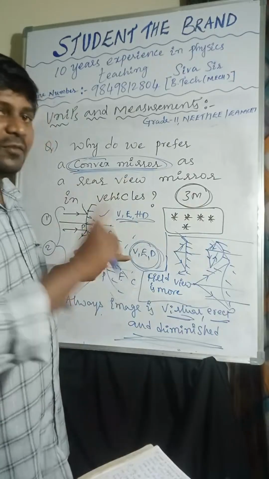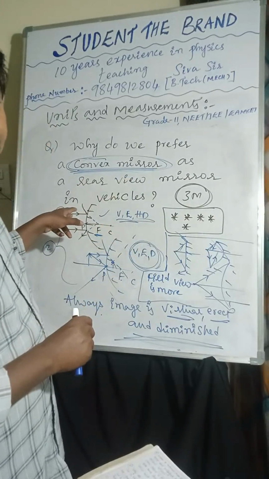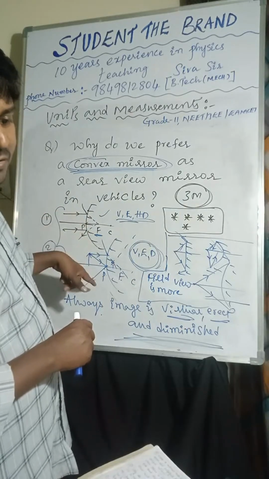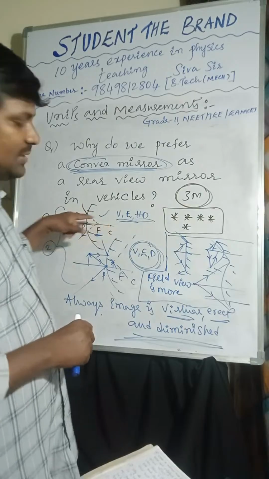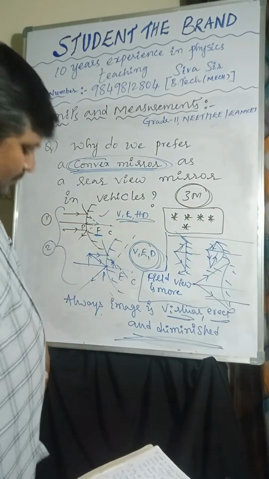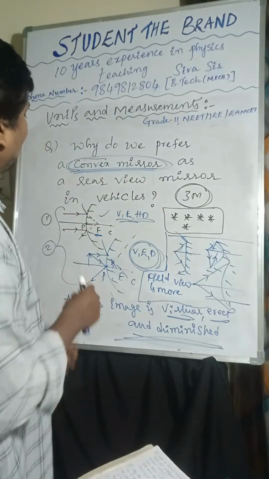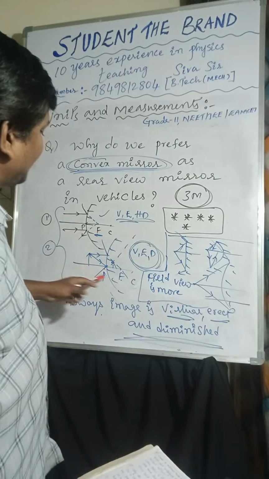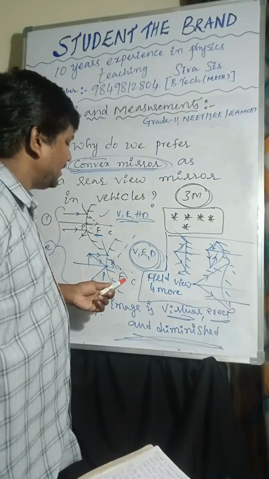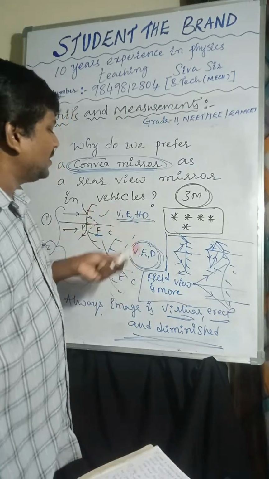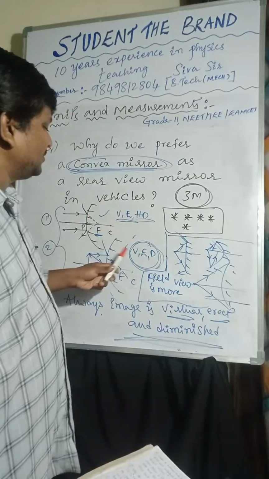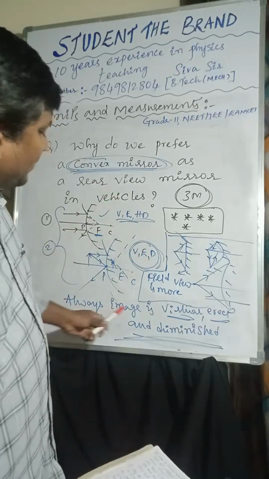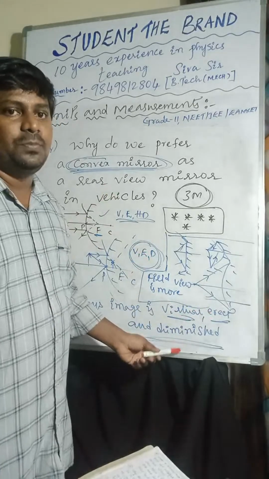First point: you can observe in these two cases, if the object is placed at infinity, the image will form at focus. If the object is placed between P and infinity, the image will form between P and F. In these two cases, the image is virtual, erect and diminished, highly diminished in the first case and diminished in the second. So always the image is virtual, erect and diminished. That is the first reason.